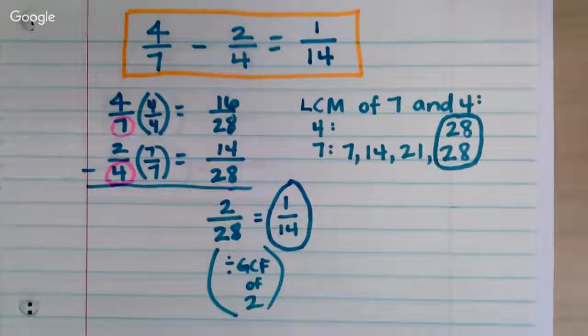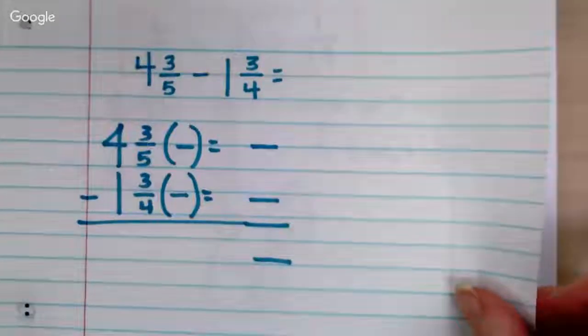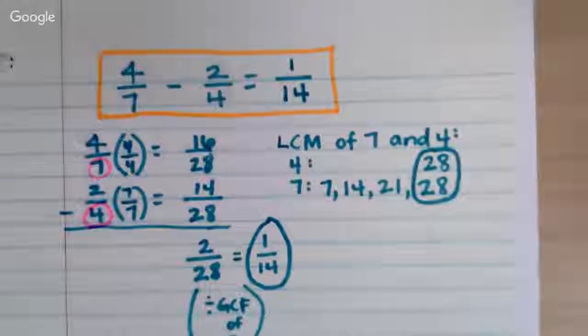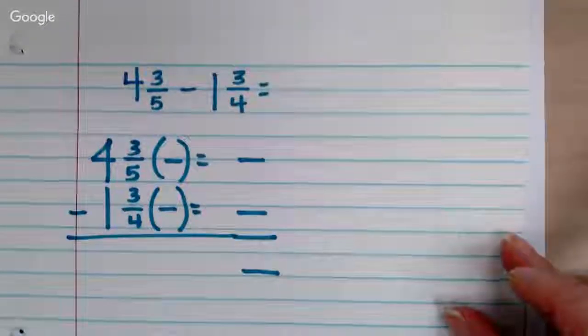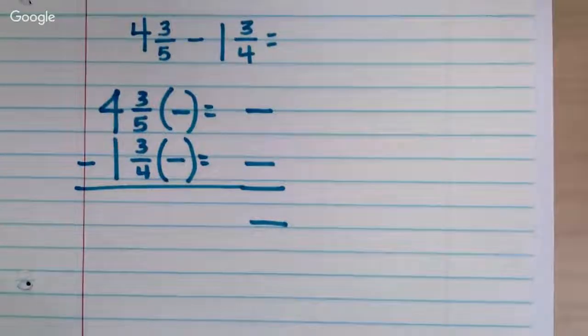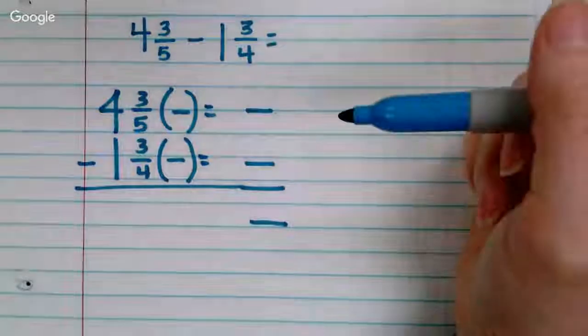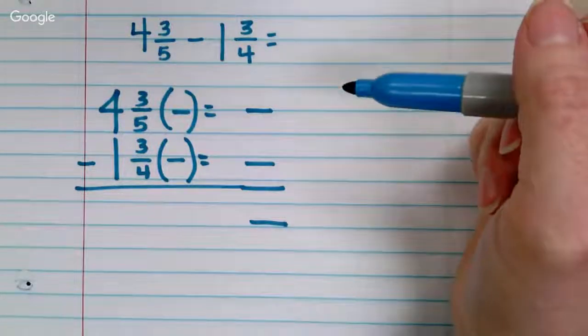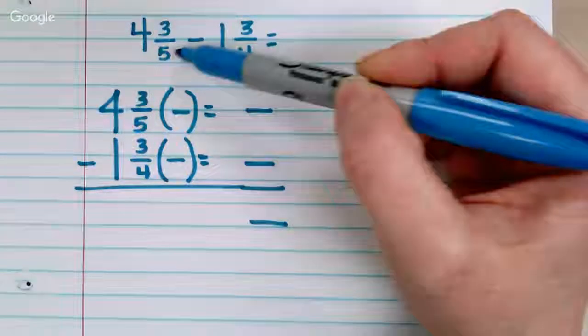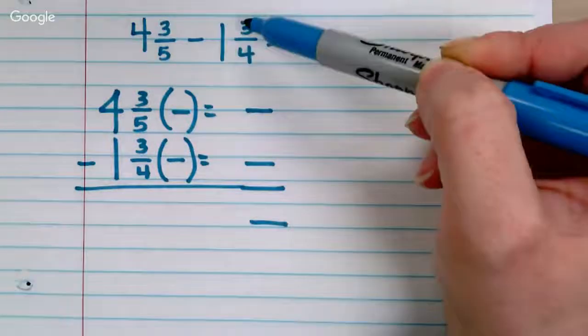I want to do an example where we take a look at borrowing and regrouping, because just like we can borrow and regroup in whole numbers, we can also borrow and regroup with fractions. And this is an important 5th grade skill. So I want to do a video where we talk through this process. This sometimes can be a stumbling block until we really practice and make sense of what we're doing. Now, I see 4 and 3/5. I'm going to lose or take away 1 and 3/4.